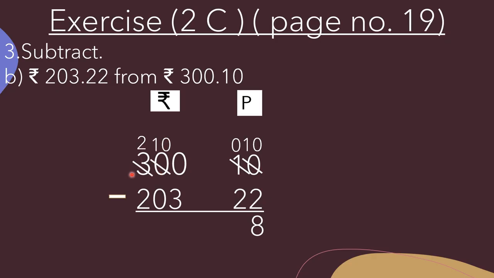Okay, and this 3 will become 2. Now this 0 will take borrow and it will become 10, and this 10 will become 9.